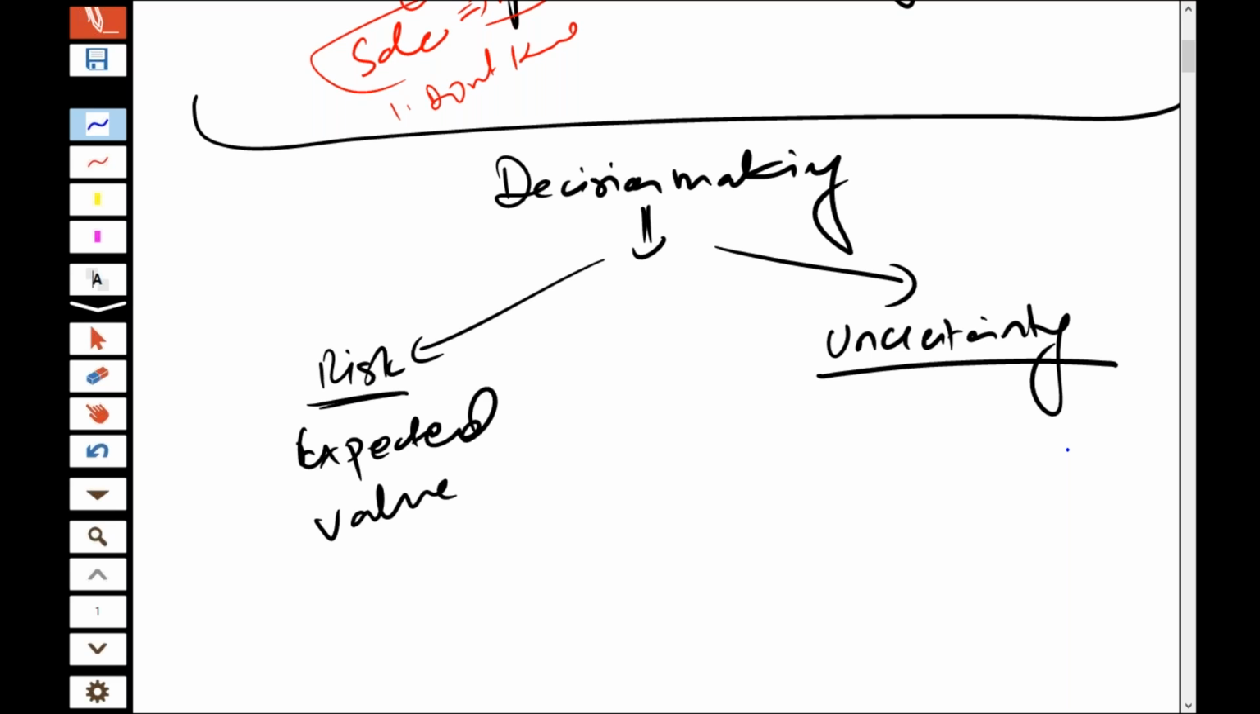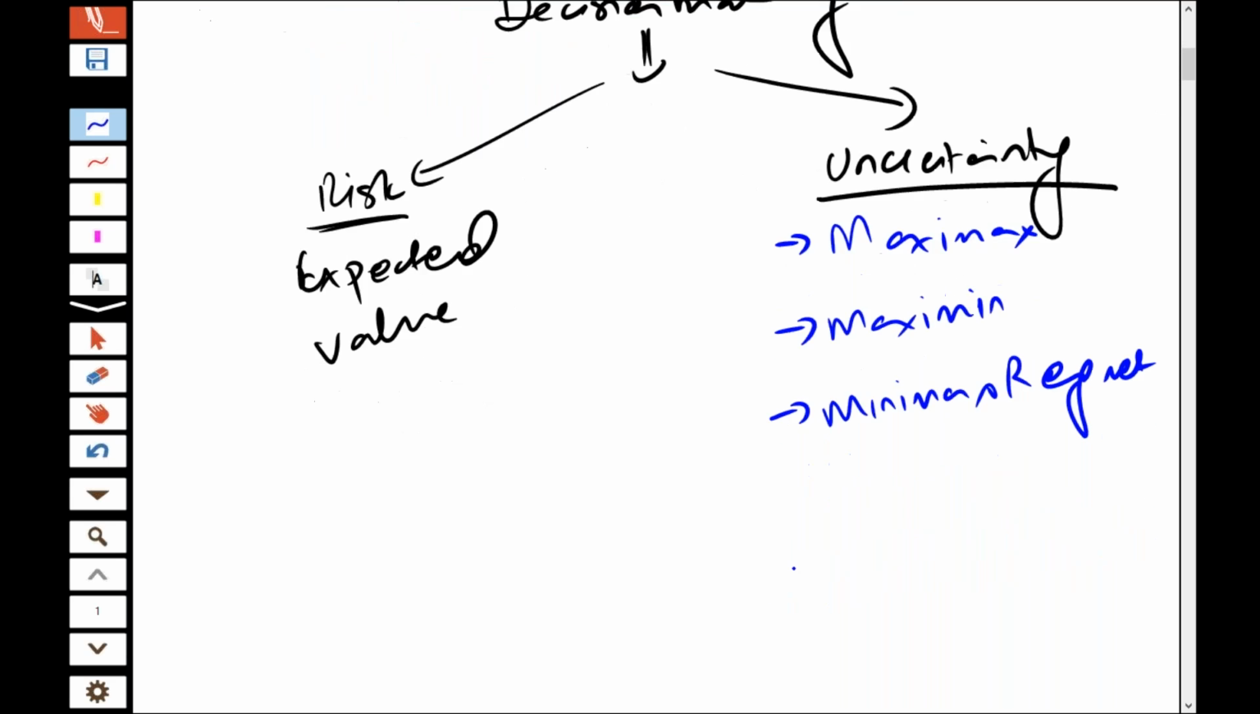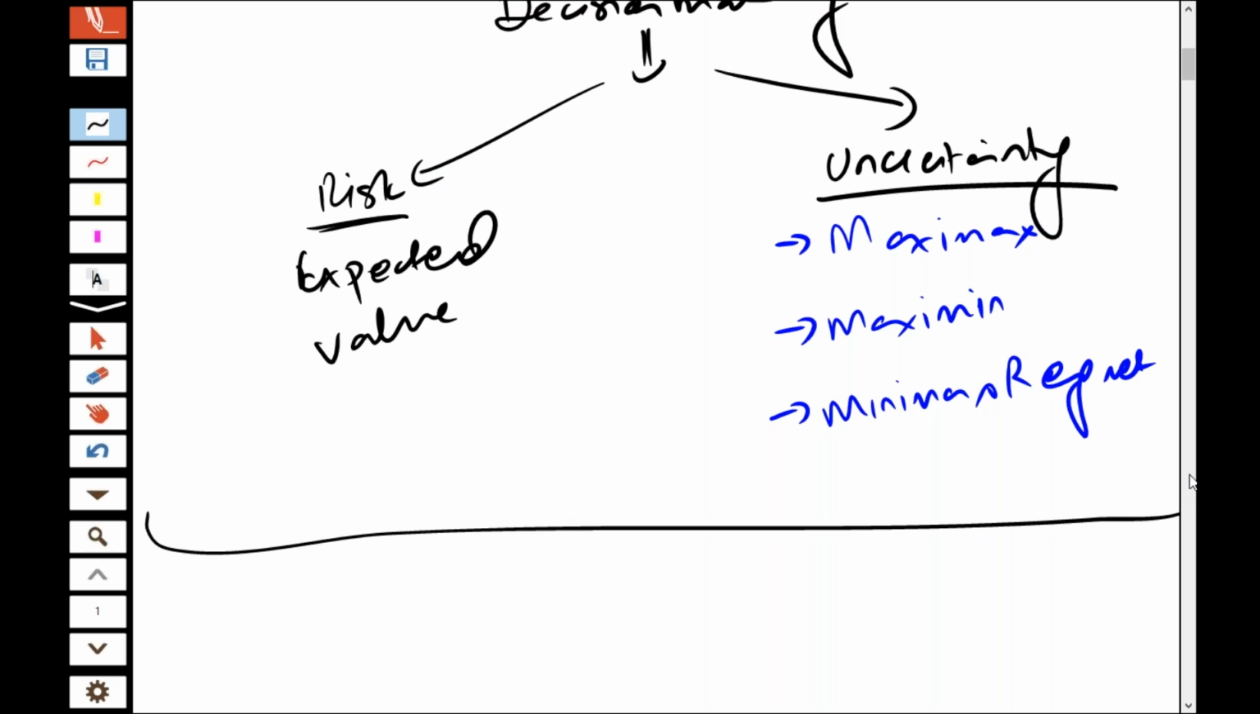And whenever we are facing uncertainty, the techniques that are used are termed maximax, maximin, and the third one is termed minimax regret. So there is maximax, maximin, and minimax regret. These are the three different techniques used when dealing with uncertainty, and for risk it is the expected value technique.